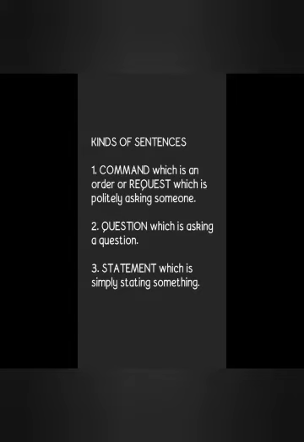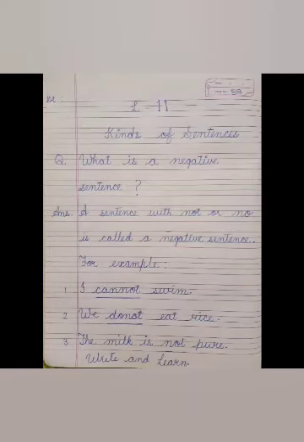So we have done the types of sentences. Command, which is an order. Request, which is politely asking someone. Questions, which is asking a question. Statement, which is simply stating something. Now open your English 1 notebook. We will write the definition first in the notebooks. Hold your pencils, open your notebooks and start writing.